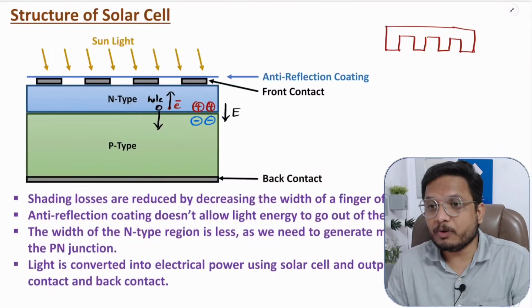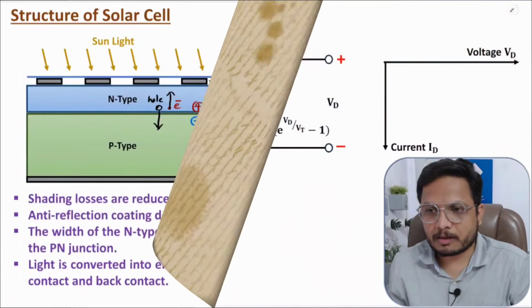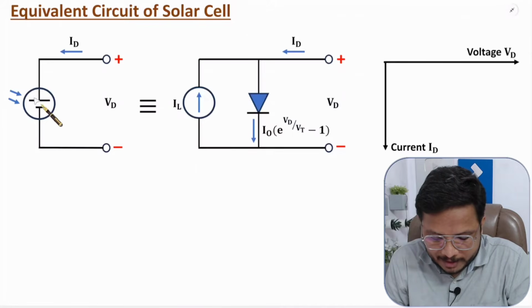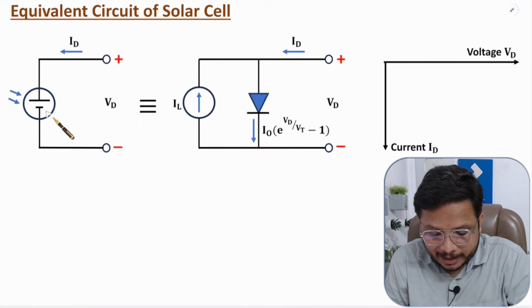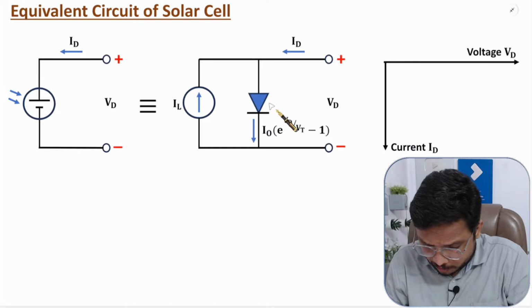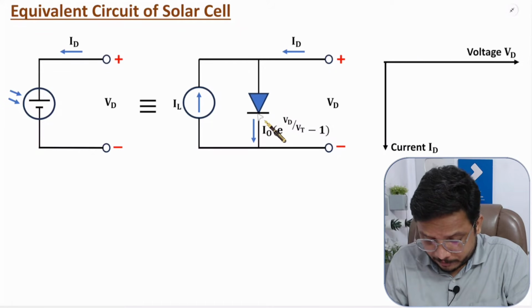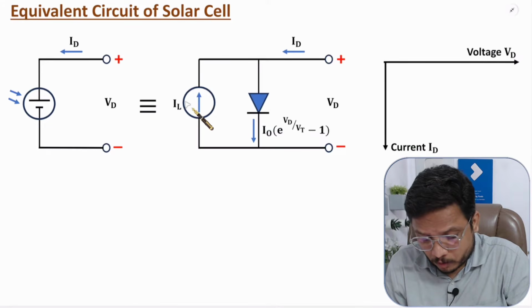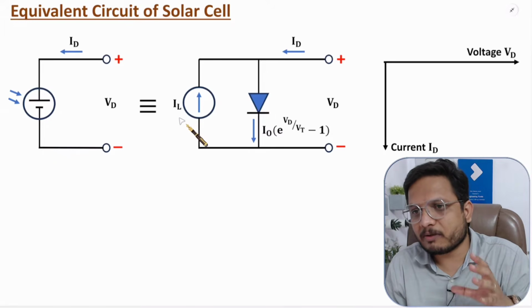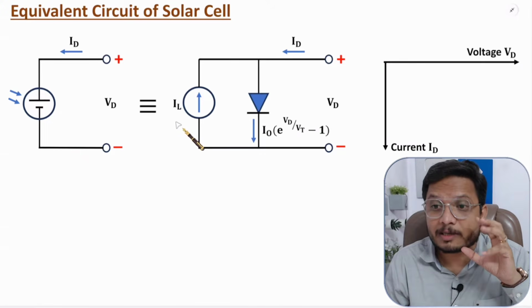Now I am going to explain the equivalent circuit of a solar cell. If you observe the equivalent circuit of a solar cell, here we have a solar cell across which we are applying voltage VD and current passing through it is ID. Its equivalent circuit has a PN junction. So here I have shown a diode, and in parallel with the diode I have shown a current source which generates current IL, and this generation of current IL is due to sun rays.